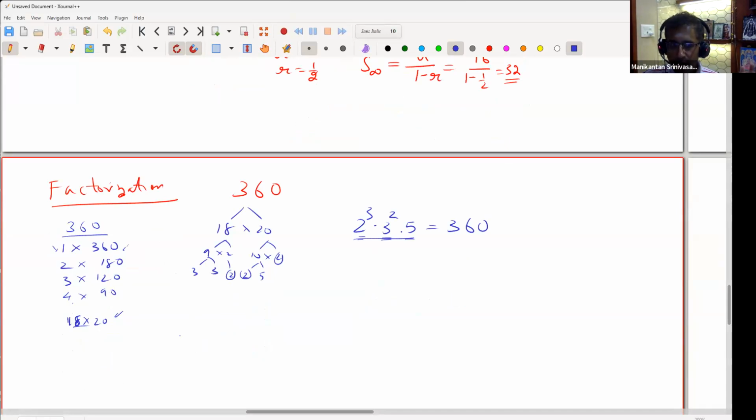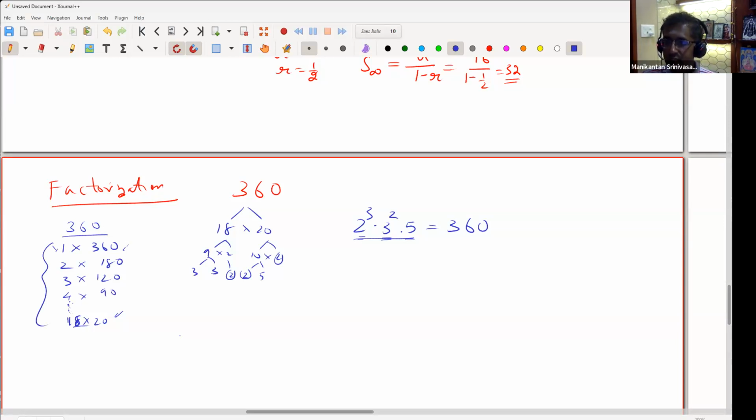Right now, it's a fairly long process even for such a small number like 360. And I'm missing a lot of steps. 5 would be here, 6 would be here, 8 would be here, 10, 12, all that will appear here. Now, is there a more efficient way of finding the number of factors?